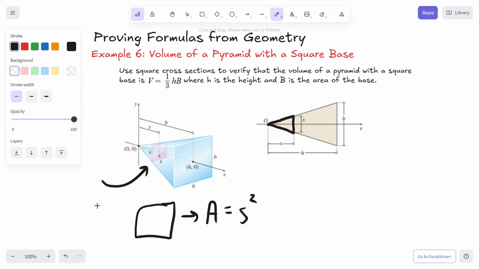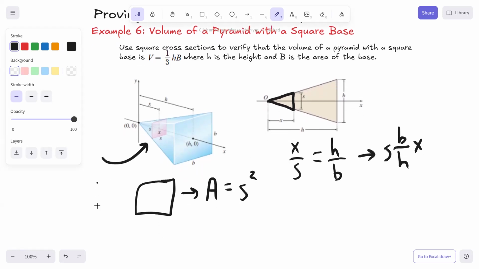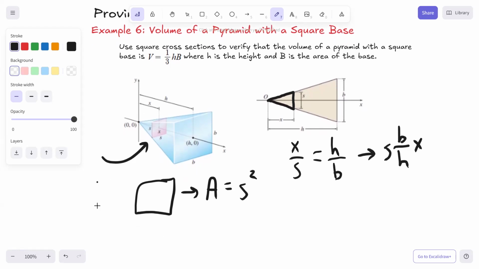In other words, the ratio of x over s is going to be equal to the ratio of h over b. Now, if we solve this for s, you'd have to multiply both sides by s and then by the reciprocal of h over b to isolate x. So you would have s equals b over h times x. Now we have the side length of the square slice in terms of x.